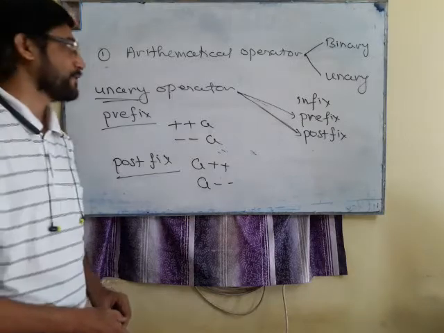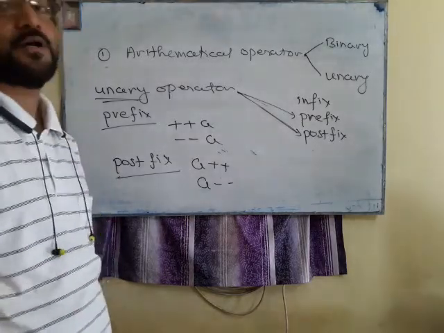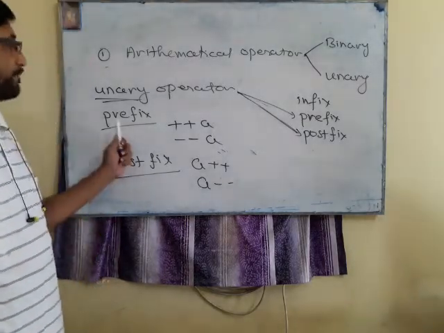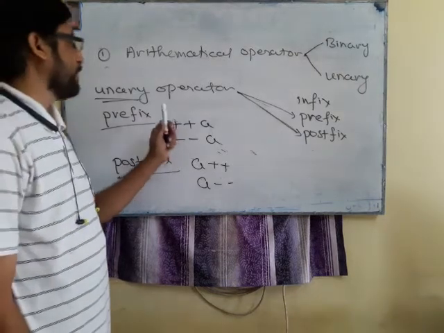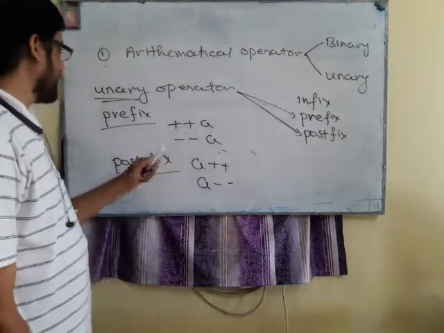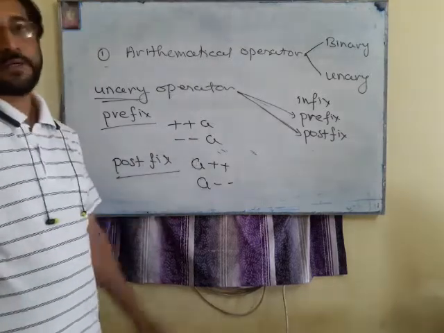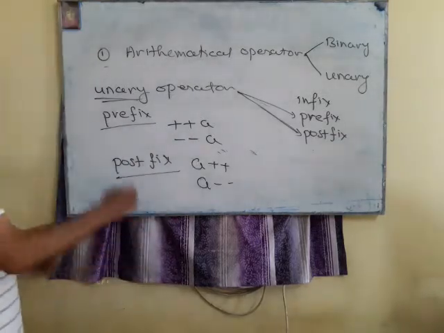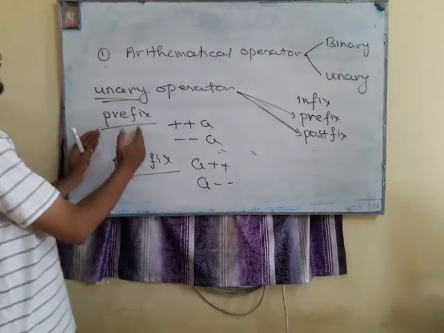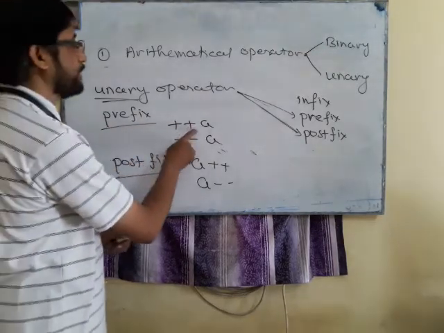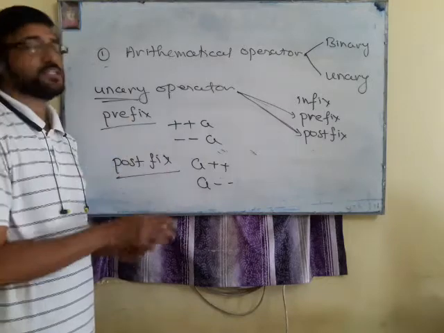So unary operators are of two types. It can be prefix or it can be postfix. In prefix operator, first operator, then operand. But in postfix operator, first operand, then operator. So what happens in the prefix operator? At first, the value of the variable is increased or decreased by 1.